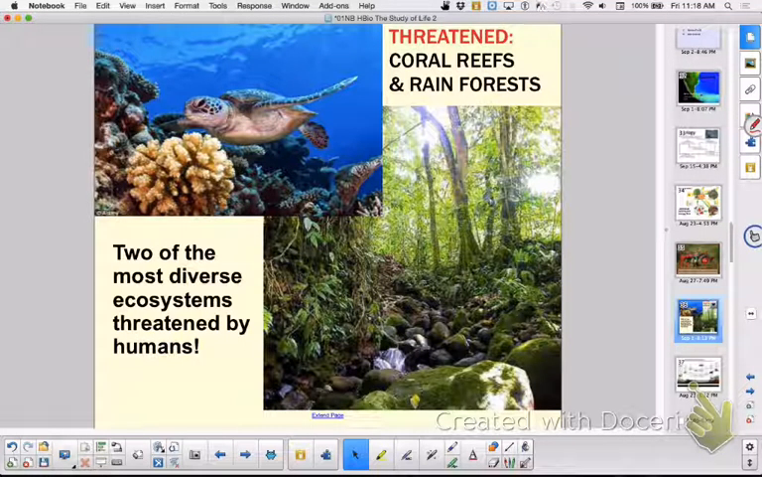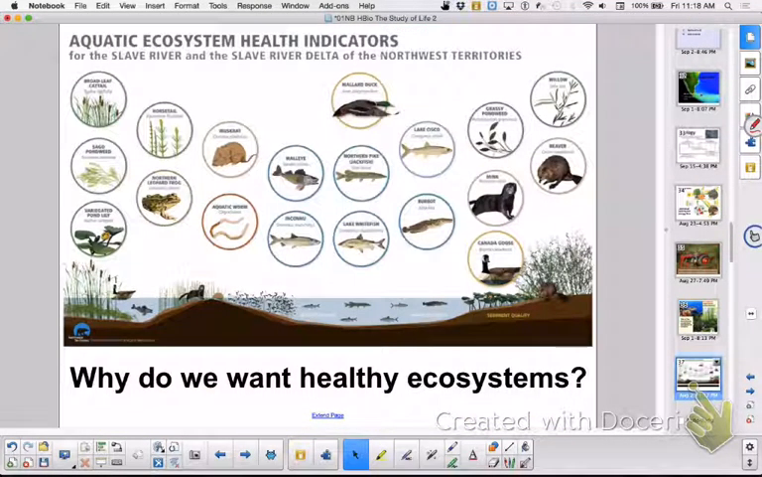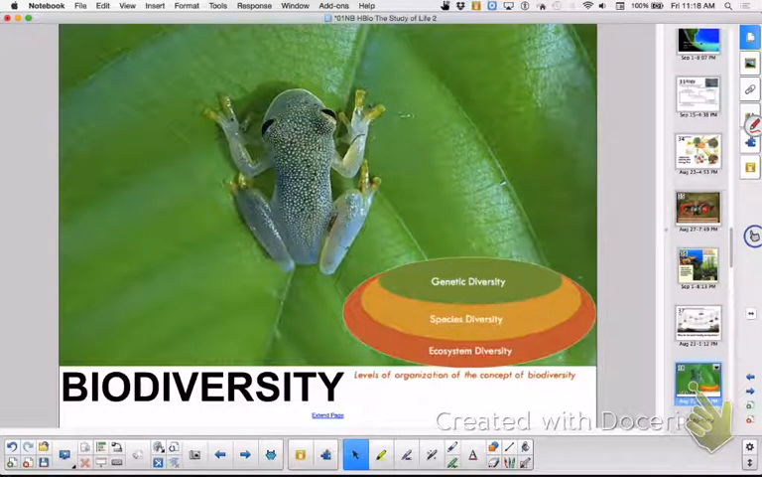So these are two of our most threatened ecosystems. And the question is, why do you want a healthy ecosystem? Why should that be important to you? The reason is you're trying to maintain that biodiversity. And when you talk about biodiversity, there's kind of a three-pronged issue. You want to have a lot of genetic biodiversity.